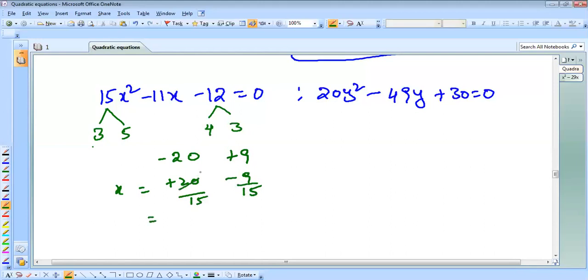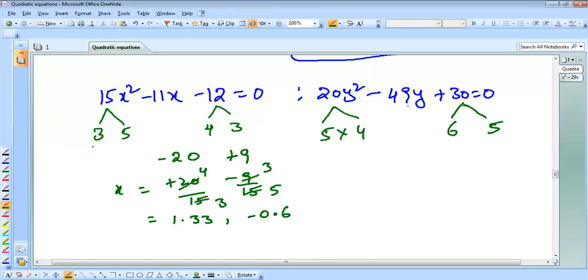So here 5 cancels 4 times, 3 times. 3 cancels 3 times, here 5 times. So 4 by 3, 1.33. 3 by 5, minus 0.6. Now come to 30 and 20. Can I write 6 into 5 here? Yes, you can write. You can write 5 into 4. Yes, you can.